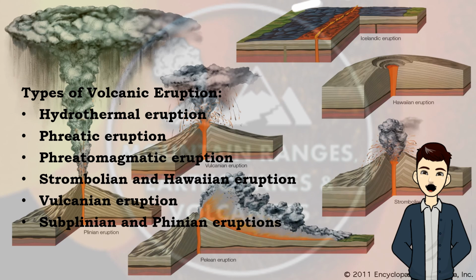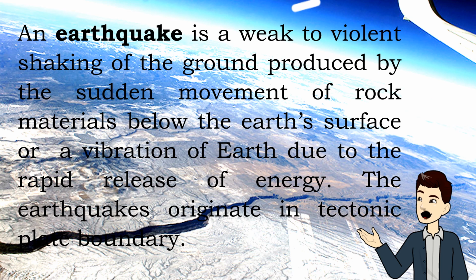Read more details about types of volcanoes and volcanic eruptions on pages 5 to 6 in your module. Let's move on to earthquakes. An earthquake is a weak to violent shaking of the ground produced by the sudden movement of rock materials below the Earth's surface, or a vibration of Earth due to the rapid release of energy.